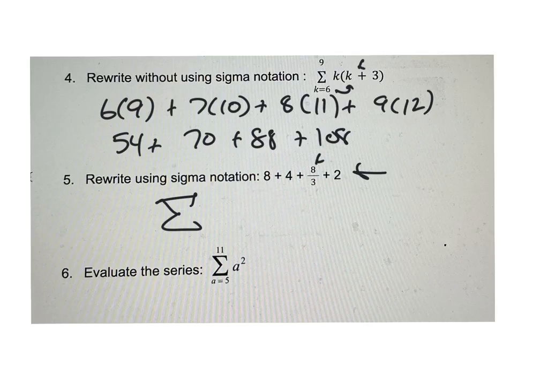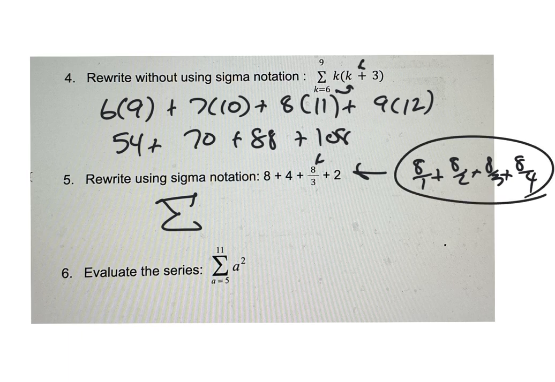That weird term gives it away, that 8 over 3, because I'm thinking, okay, it's 8 over 3. That's the third term, which means that first term is really 8 over 1. 4 is really 8 over 2. 8 over 3. 2 is really 8 over 4. So that's very easy to see the pattern when you write it out like that. So my pattern is 8 over n, or k, or whatever you want to use.